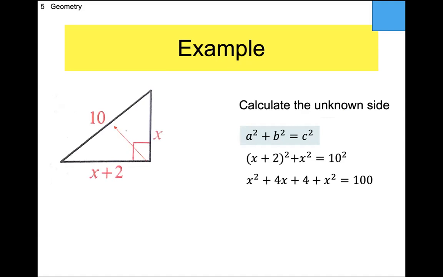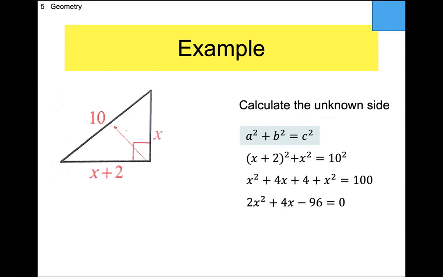Remember, x plus 2 times x plus 2, either using the distributive property or the stacking method, will be x squared plus 4x plus 4. Remember, x times x is x squared, x times 2 is 2x, 2 times x is 2x, and 2 times 2 is 4. When you group all those together, you get x squared plus 4x plus 4. We still got that other x squared. So if we group that together, we see we got 2x squared plus 4x plus 4.